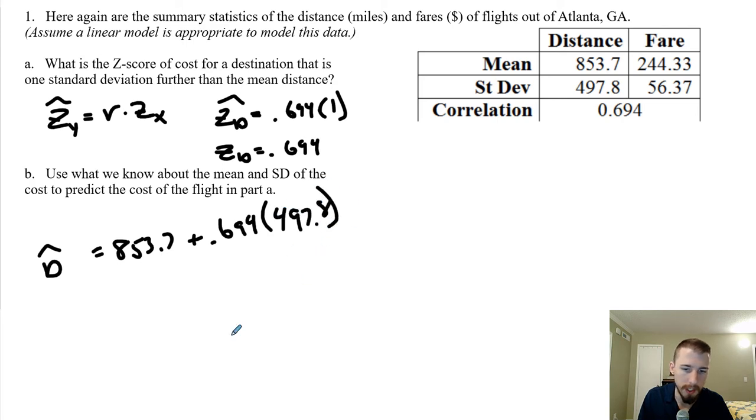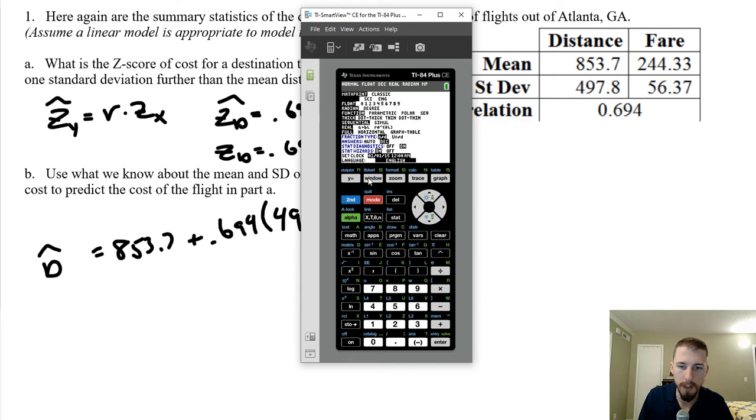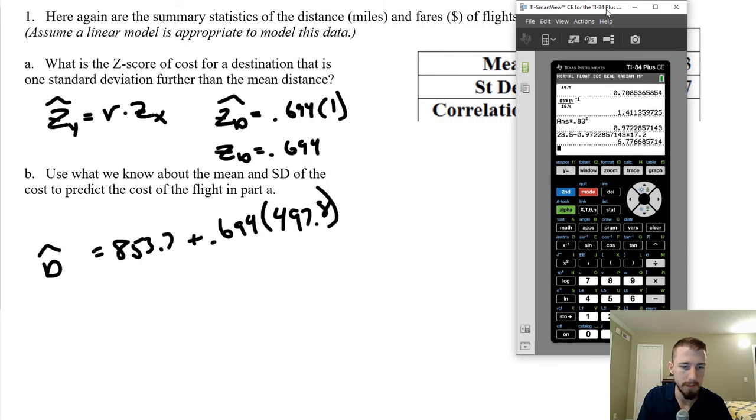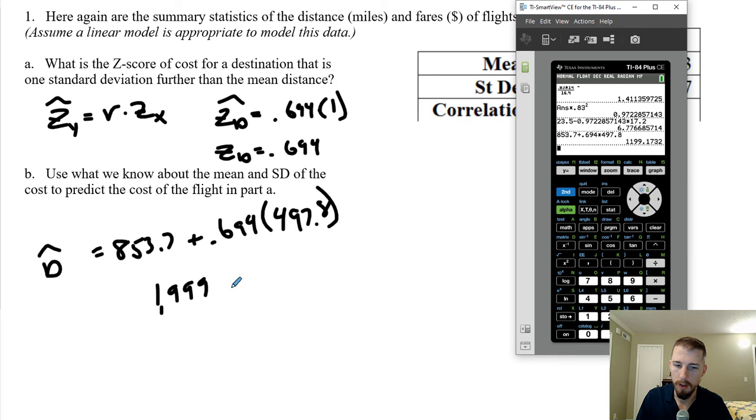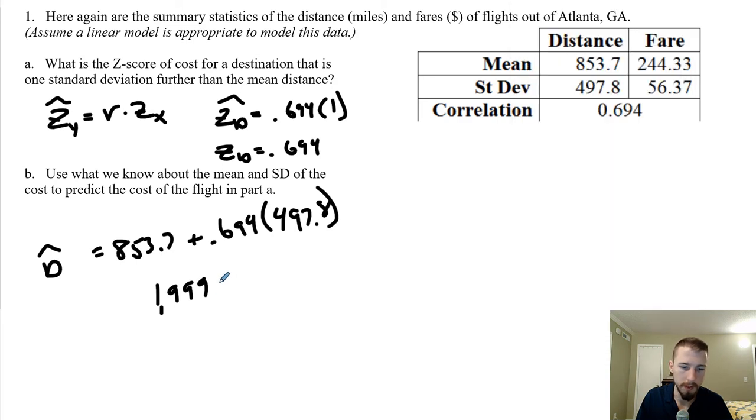So then I'm going to put that in the calculator to get the actual final value. Quit out of that. Okay, so that's going to be 853.7 plus 0.694 times 497.8. Okay, so we're predicting that the actual distance is going to be 1,999 miles, and we'll just round it off to there. That'll be fine.